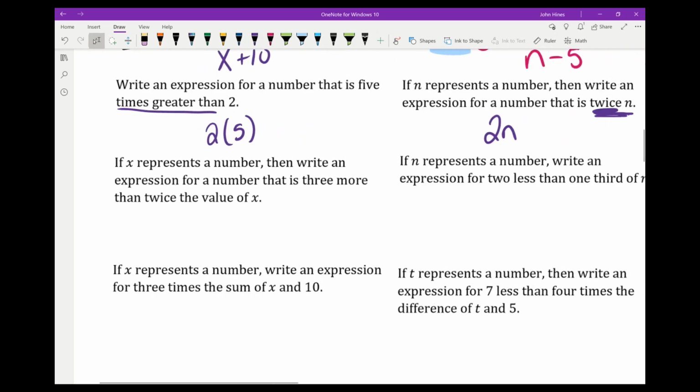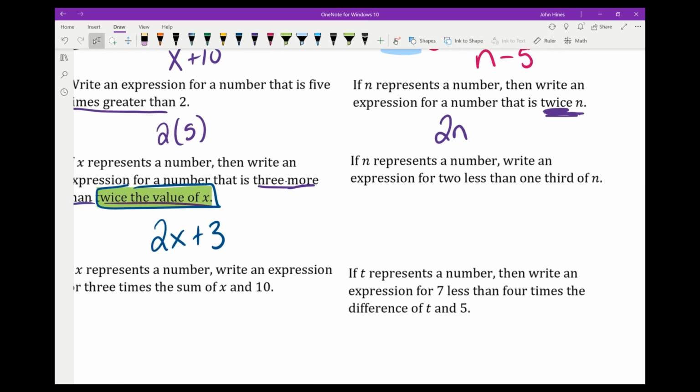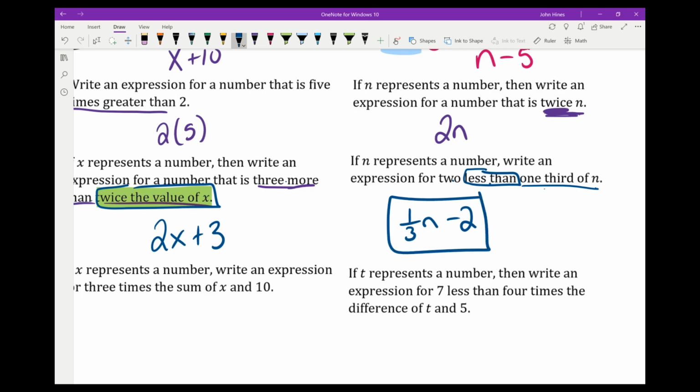Write an expression for a number that is 3 more than twice the value of x. So more than twice the value of x is where I'm starting. Twice the value of x, and I want to be 3 more than that. So here's where I am now. I want to be 3 more than, so I'm going to add 3 to it. So hopefully you notice that this just takes time to read the problems and figure out what it's actually saying. Write an expression for 2 less than, warning, 1/3 of n. So I need 1/3 of n. That's where I'm starting, but I want to be less than. I want to be 2 less than that. So 1/3 of n minus 2.